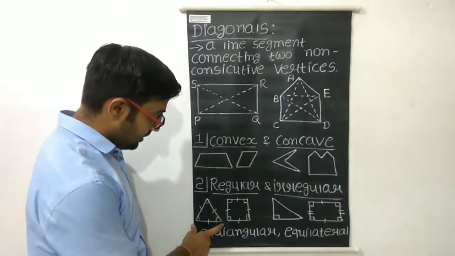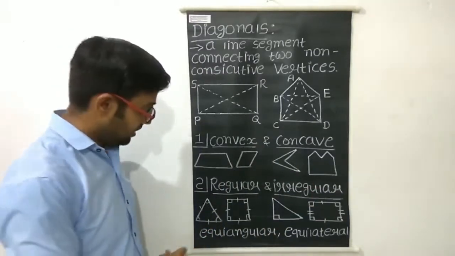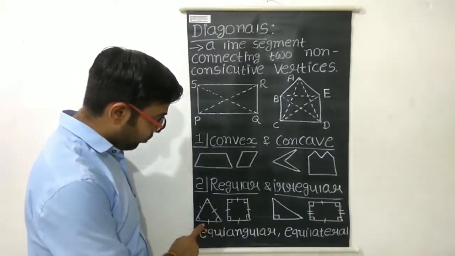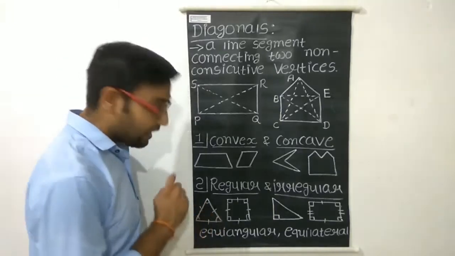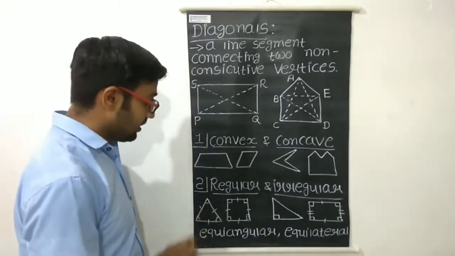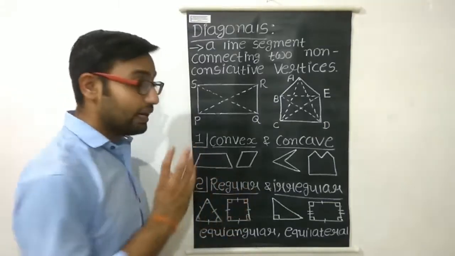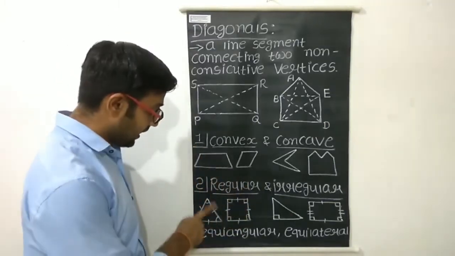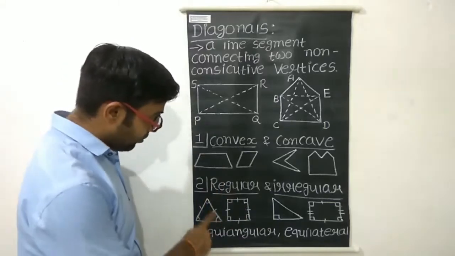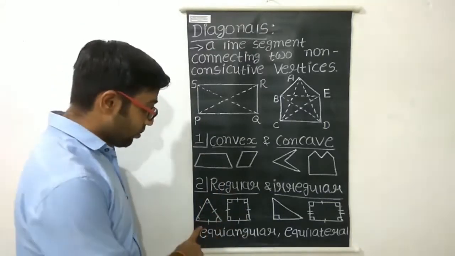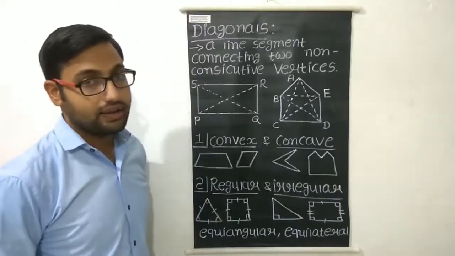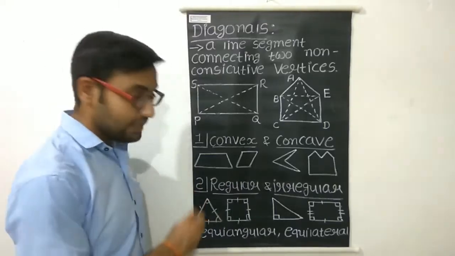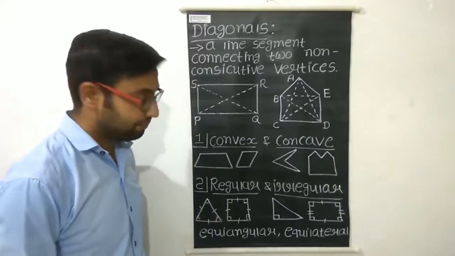See, this is a triangle. If this triangle has all sides equal and all angles equal, then that shape is called a regular polygon. Like in this triangle, all the sides are equal and all the angles are equal. So this is called a regular polygon or regular triangle. We can also say it is an equilateral triangle.